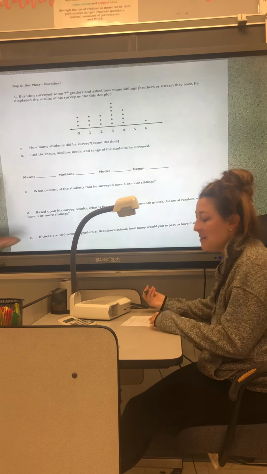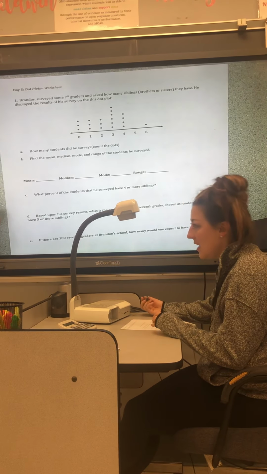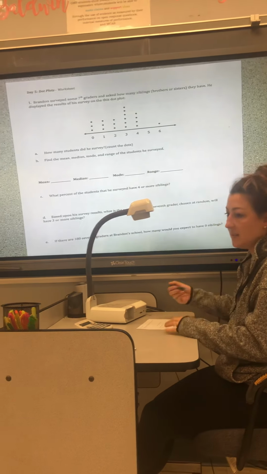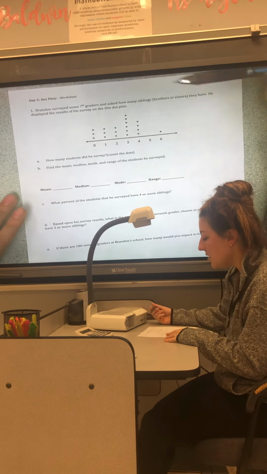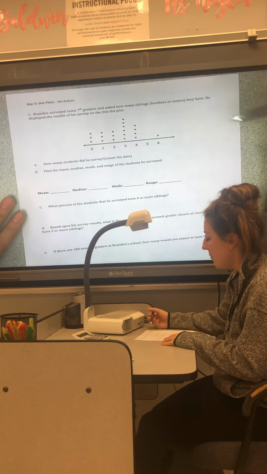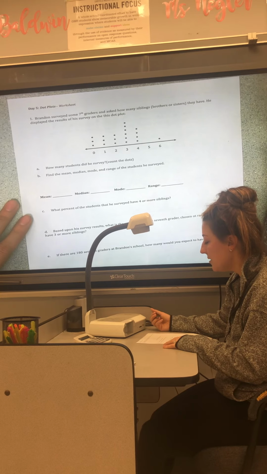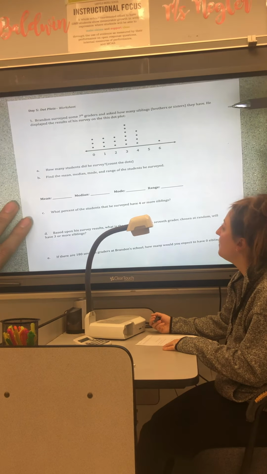Alright guys, so today we're focusing on dot plots, and this is actually the first problem on your worksheet, so you can fill in these answers as you go. Brandon surveyed some 7th graders and asked how many siblings, brothers or sisters, they have. He displayed the results of his survey on this dot plot.